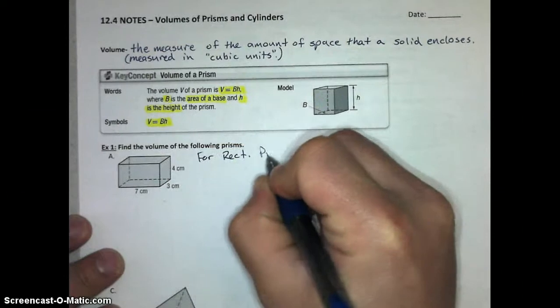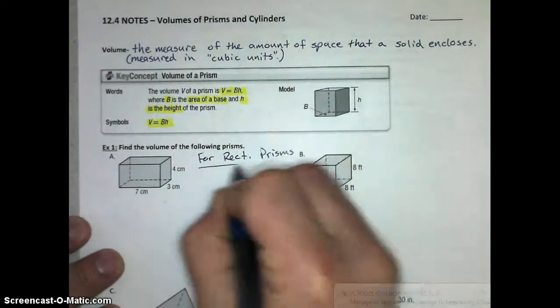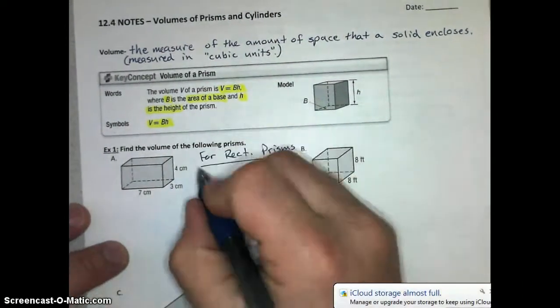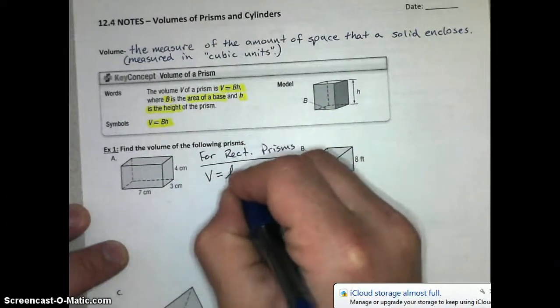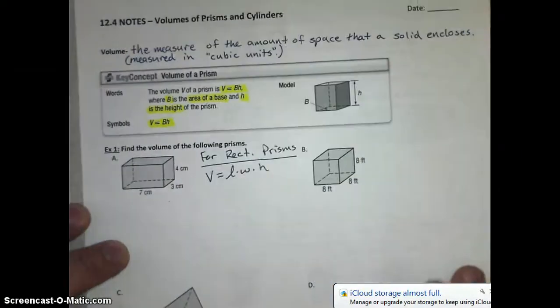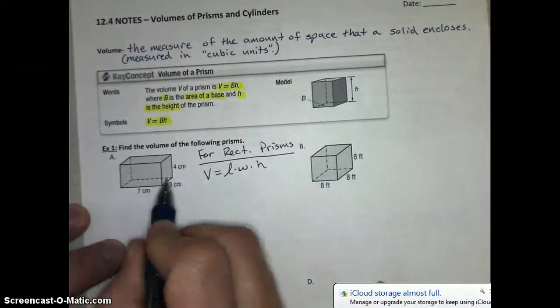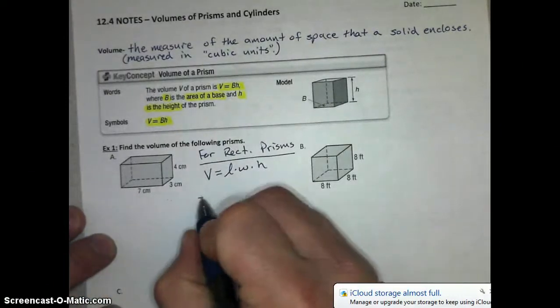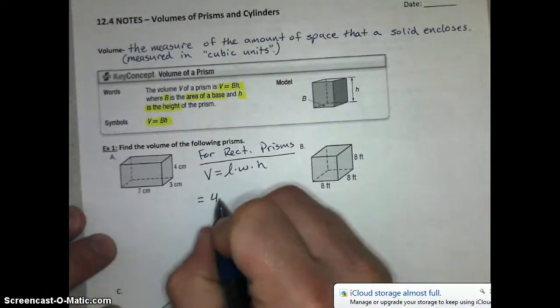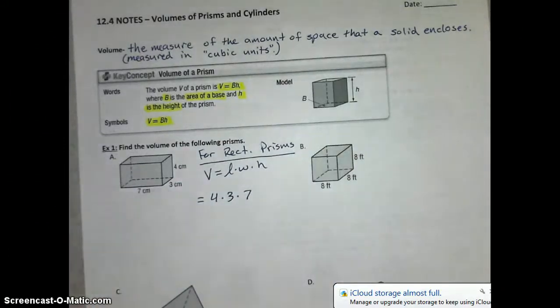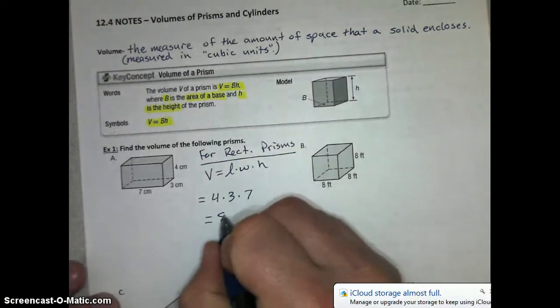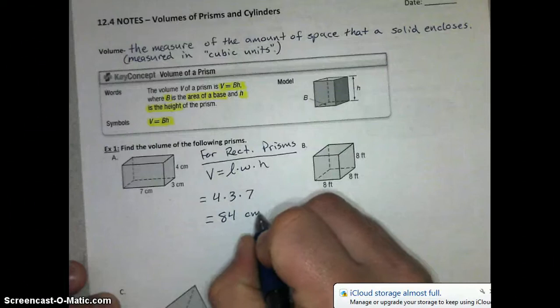For rectangular prisms, and these are the only prisms that work out this way, we have the volume formula as length times width times height, because the length times the width gives you the area of the base. So in this case, our volume is 4 times 3 times 7, and it really doesn't matter what order you put those three numbers in. And we get a volume of 84 cubic centimeters.